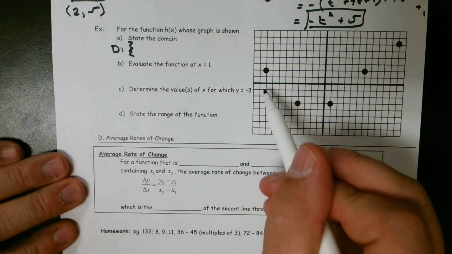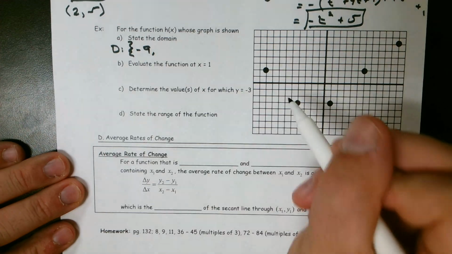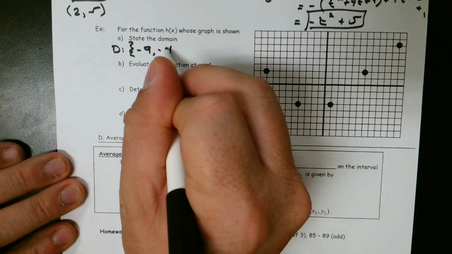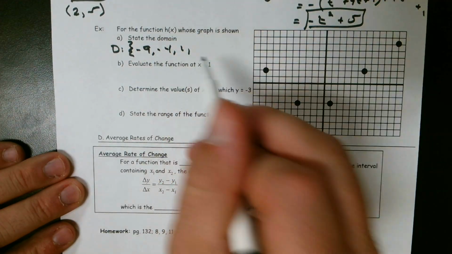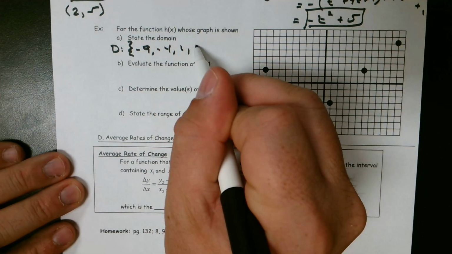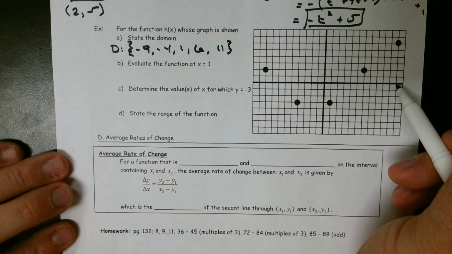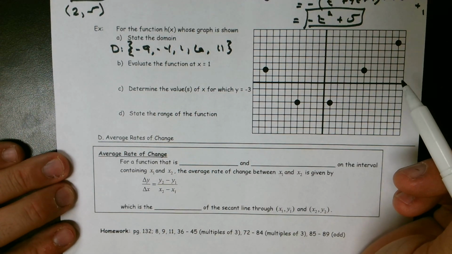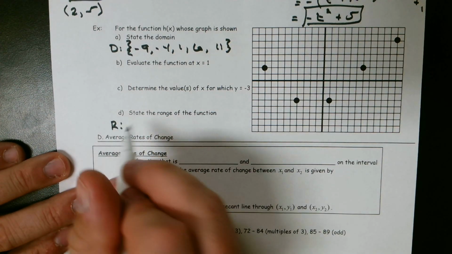So our x values are negative 9, negative 4, 1, this one is 6, and the last one is 11. So the x values. Okay, I'm going to go ahead and jump down to do the range since domain and range kind of go together, so that's question B.